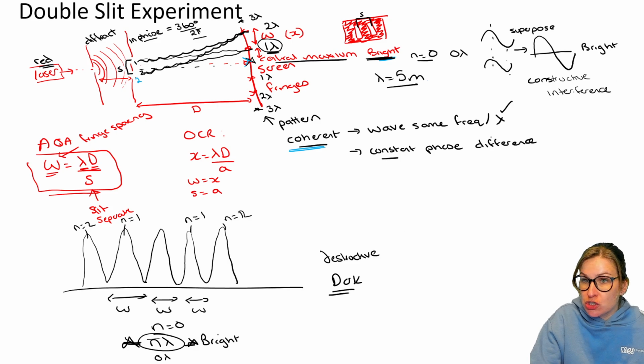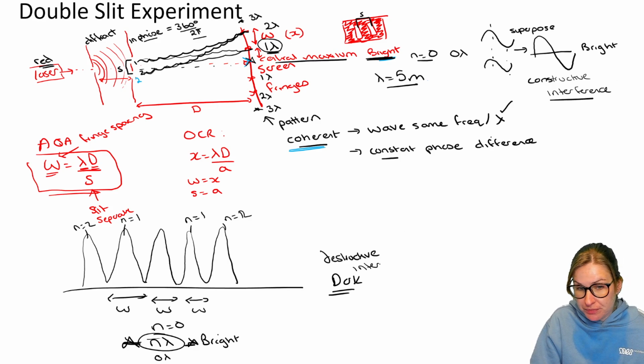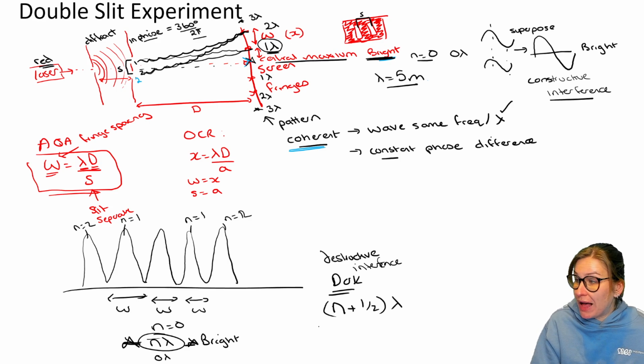So again, remember, constructive interference was our peak and our peak. Destructive interference, we said earlier, was when we had our peak and our trough. It's going to be the integer plus a half times the wavelength. So that's the path difference.